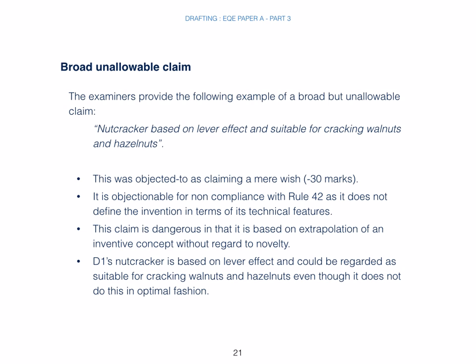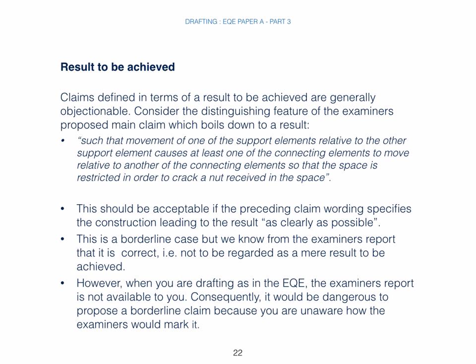The client requires the broadest possible claim that meets all official requirements. So this is an example of a broad claim that does not meet all official requirements. Next, I'll discuss claiming a result. Result to be achieved. Claims defined in terms of a result to be achieved are generally objectionable.